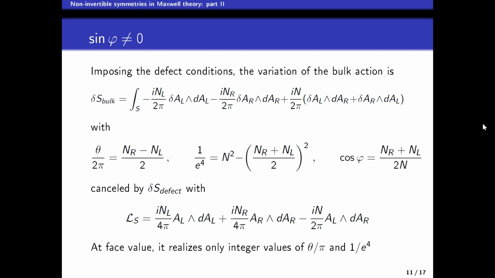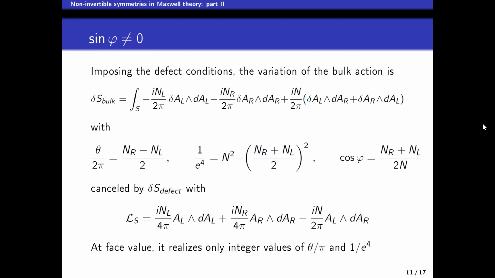And it's very clear that the Lagrangian that does the job is just a Chern-Simons Lagrangian, written in terms of the left field, the right field, and the left-right, the mixed Chern-Simons term. Let me observe that the S-duality defect is a special case of this, because you just take theta equal to 0, and then phi equal to pi over 2, which means that n right and n left are 0. So 1 over e squared is just n. And these two guys are not there. And this Lagrangian is the usual Lagrangian of the S-duality defect.